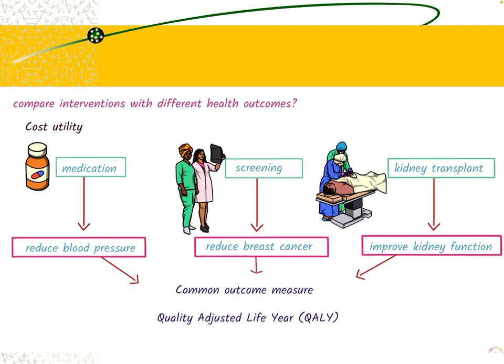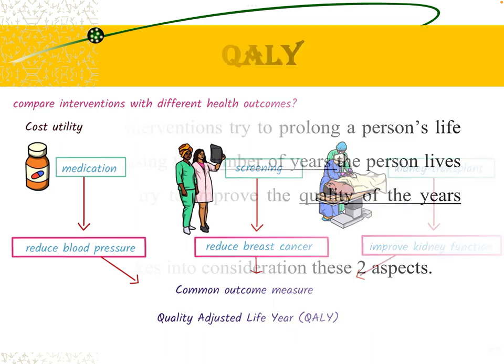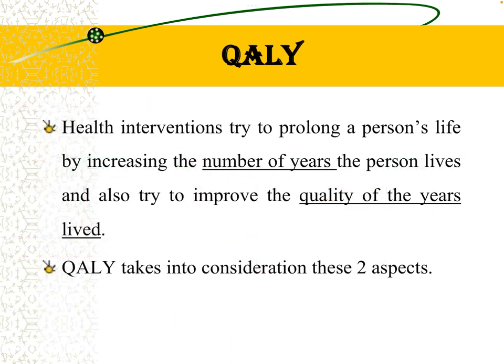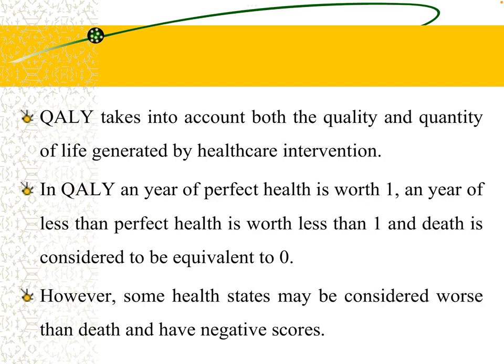So when you have a medication program, a screening program, or a kidney transplant program, you have to see which has high QALY. So what is QALY? Health interventions try to prolong a person's life by increasing the number of years the person lives, and also try to improve the quality of the years lived. So QALY takes into consideration these two aspects.